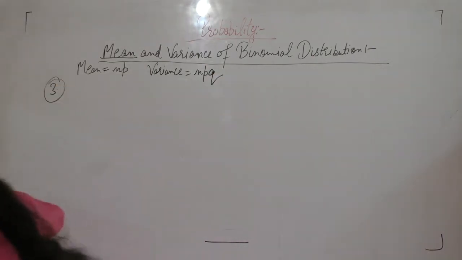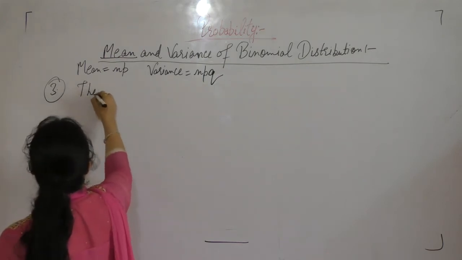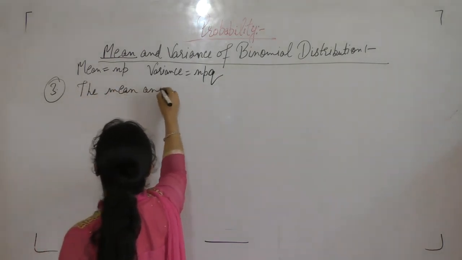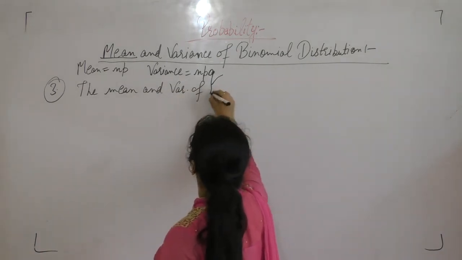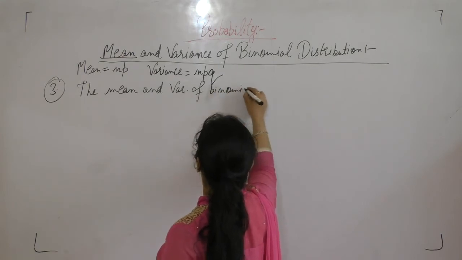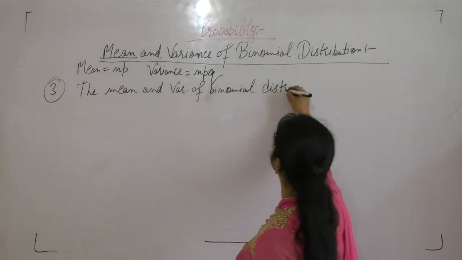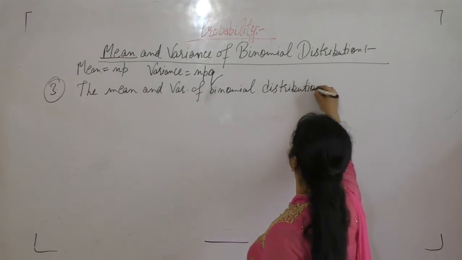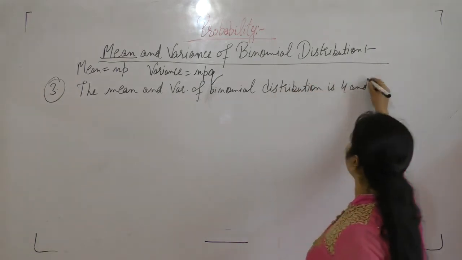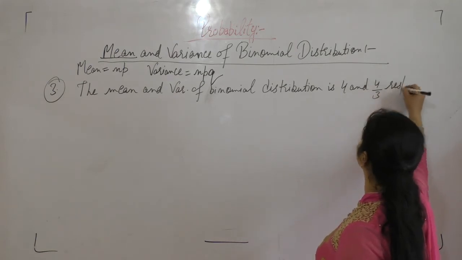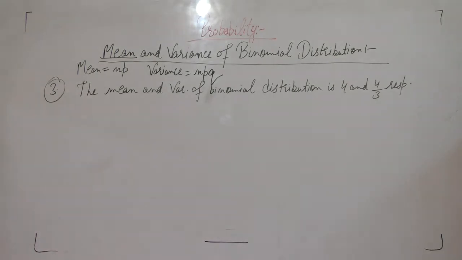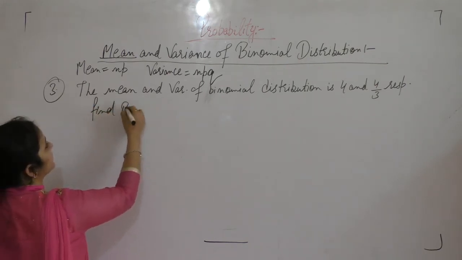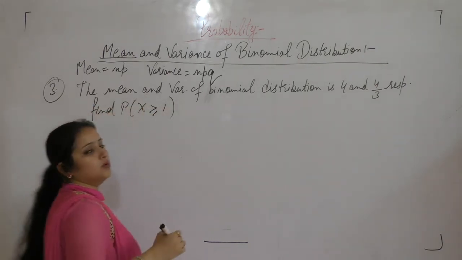Question 3. The mean and variance of a binomial distribution are 4 and 4/3 respectively. Find the probability x greater than or equal to 1.